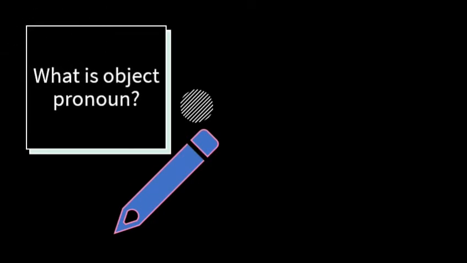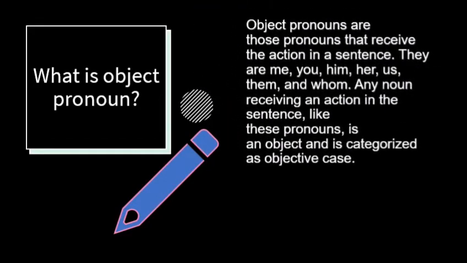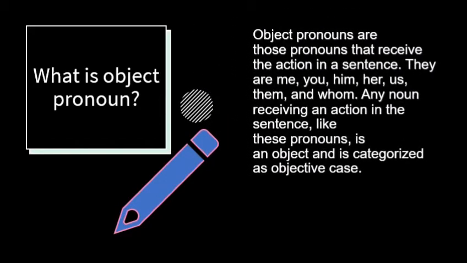What is an object pronoun? Object pronouns are those pronouns that receive the action in a sentence. They are me, you, him, her, us, them, and whom. Any noun receiving an action in the sentence, like these pronouns, is an object and it is categorized as objective case.